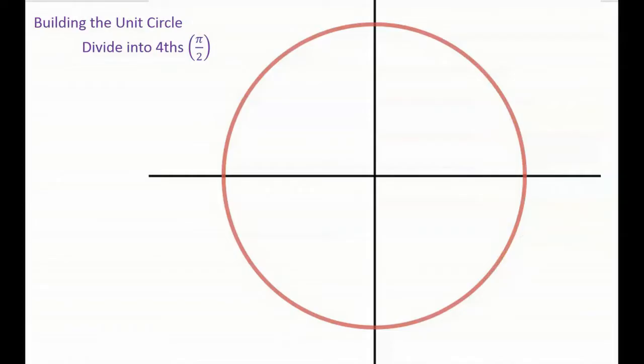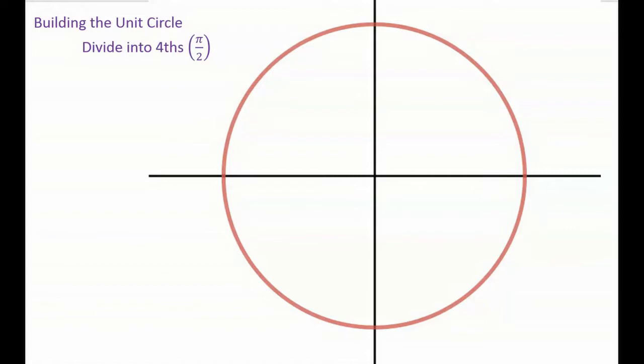For this section, what we're going to do is build the unit circle from scratch. So what I have here, I know you see it, there's a circle on top of the XY axis. This circle has radius of 1, so the length from the center out to the edge over here is 1 in every direction. And the first thing I want to do is divide this up into parts.